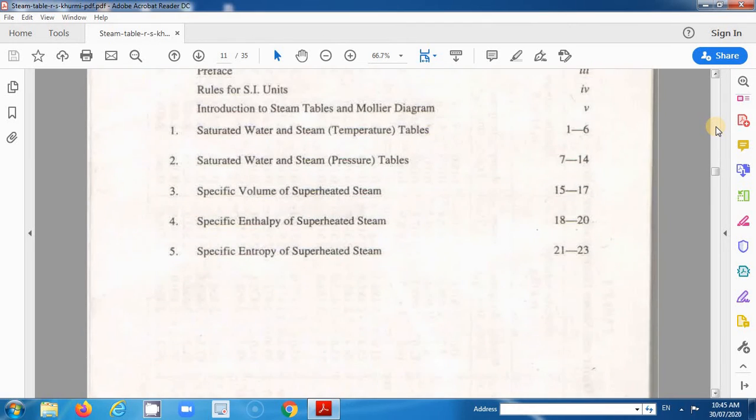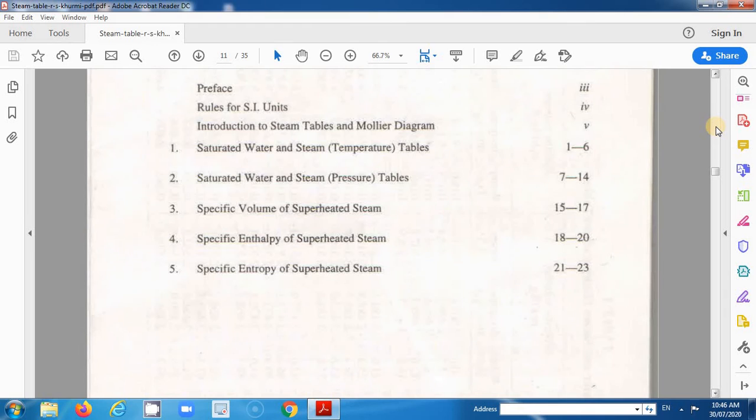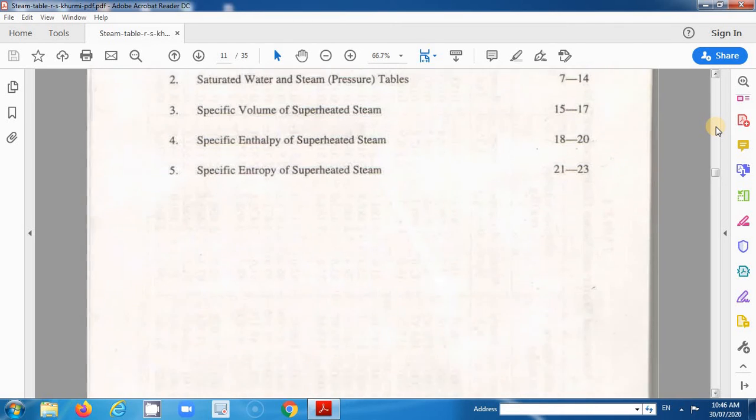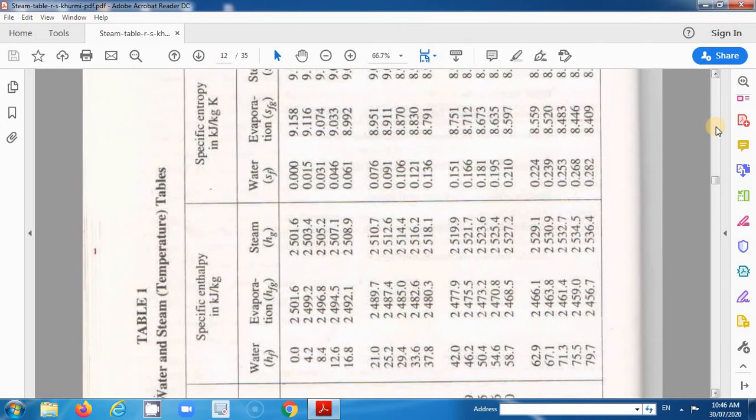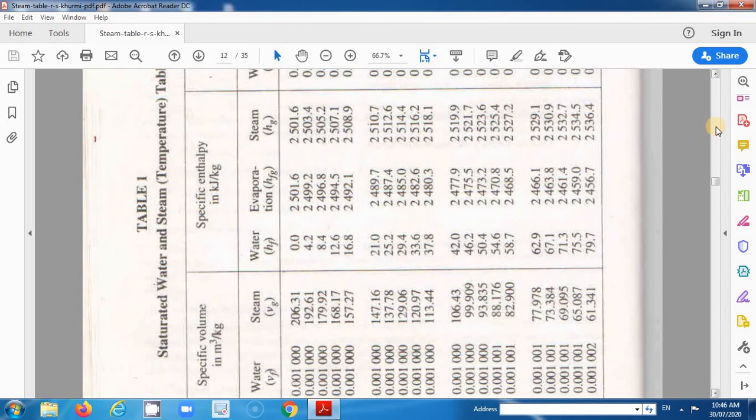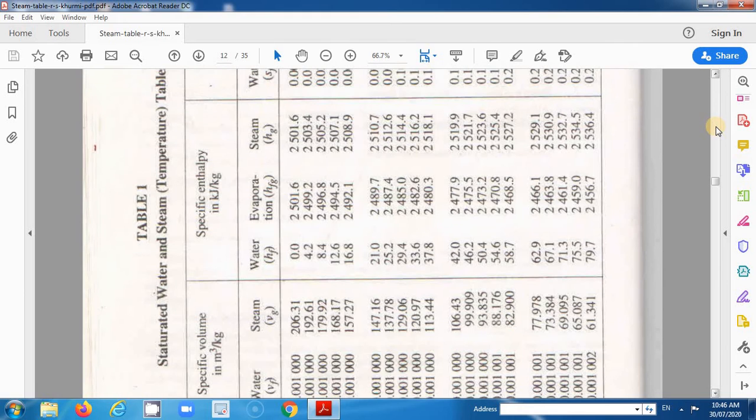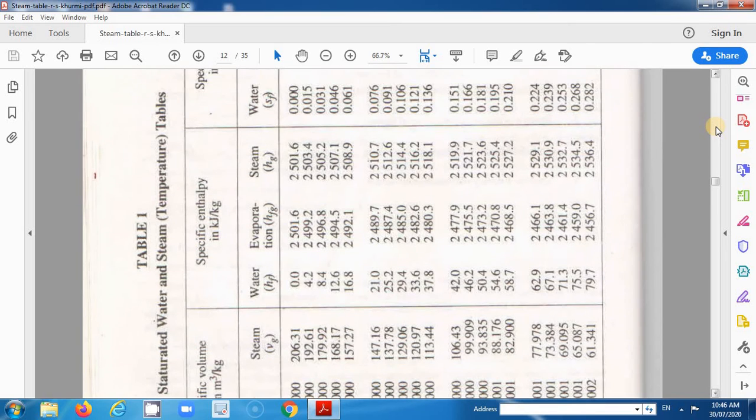Now you see that these are the contents of this steam table. Rules for SI unit, introduction to steam table and Mollier diagram, then saturated water and steam temperature tables, pages 1 to 6. In this way different steam tables are given. I am just going to scroll. First you see, this is a steam table. You see table number 1. What is this table number 1? Saturated water and steam temperature tables.